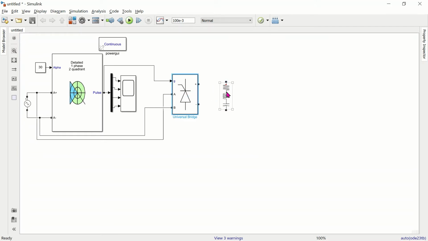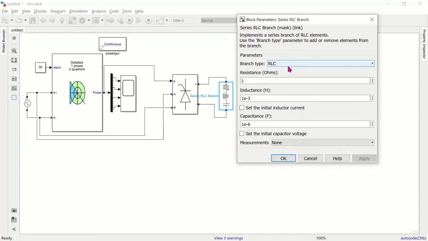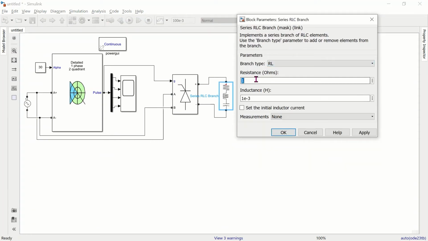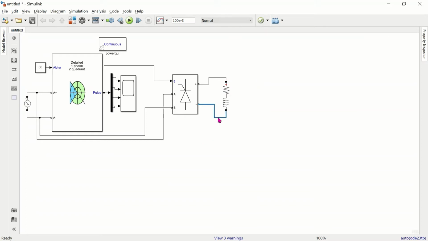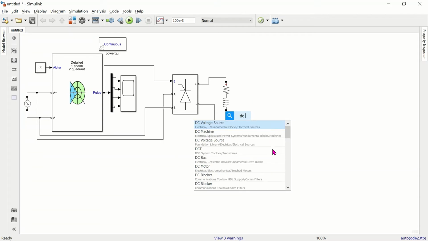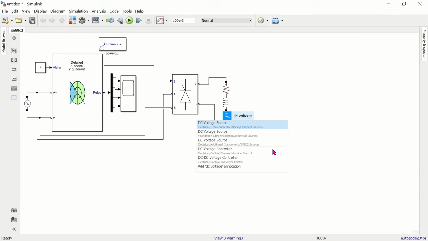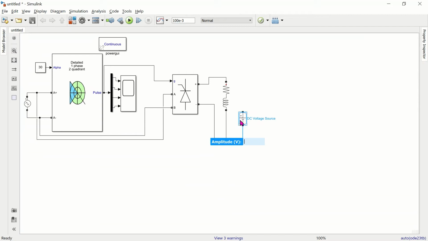Now we can connect this as a load. I want to select here an RL load, 0.5, and this is a 1000 millihenry load. Here I want to demonstrate the RLE load. So I connect an RLE load.